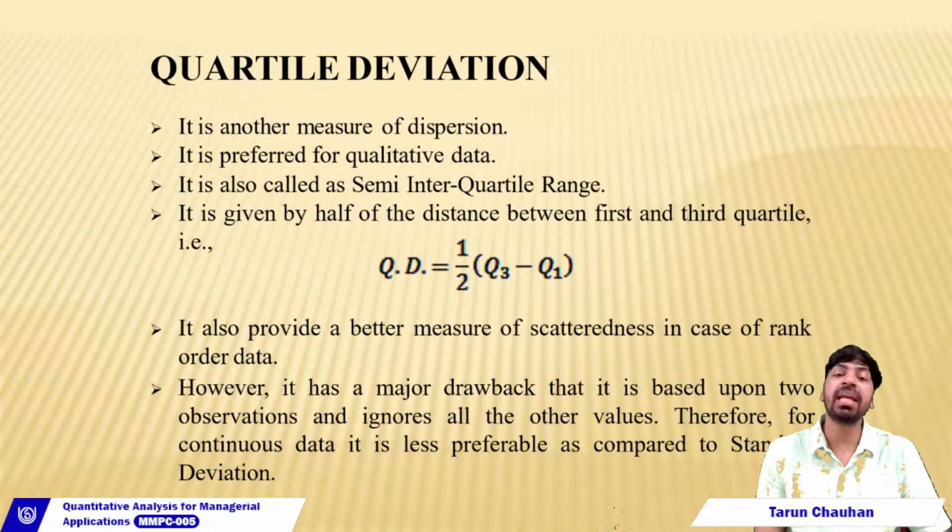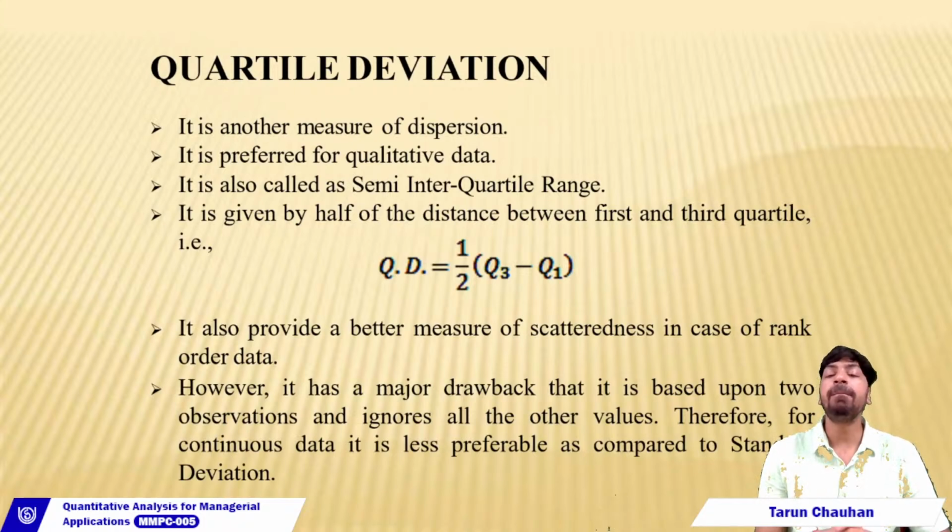Now, how to calculate the quartile deviation? Two quartiles will be used. The third quartile stands for Q3, and the first quartile stands for Q1. So Q3 would be the highest quartile and Q1 is the lowest quartile. You take the difference between the third and first quartile divided by 2. That's called the quartile deviation. In other words, we can say it's half the distance between the first and third quartile.